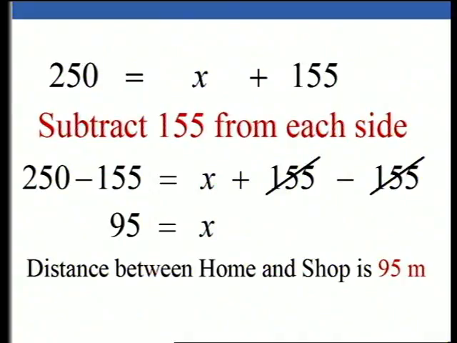Now, in order to find the value of x from the equation 250 is equal to x plus 155, we will subtract the number 155 from each side to get the equation 250 minus 155 is equal to x plus 155 minus 155. Now you can see there is 155 with plus as well as minus sign, so we can cancel them out to get the answer as 95, where 95 is equal to x. And now we can say that the distance between home and shop is 95 meters.